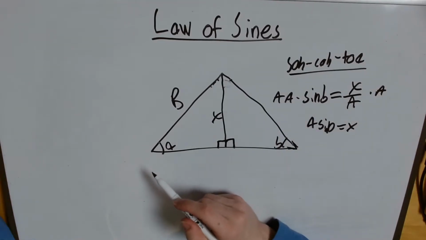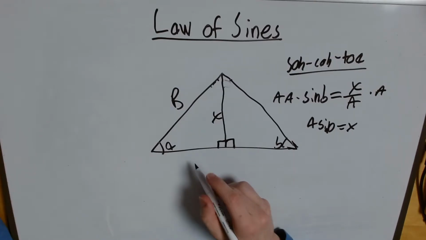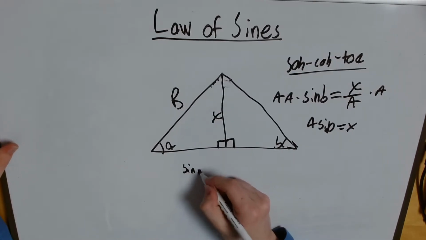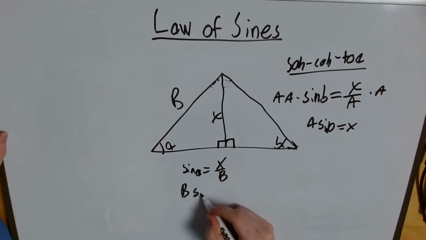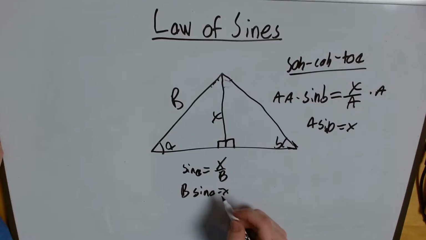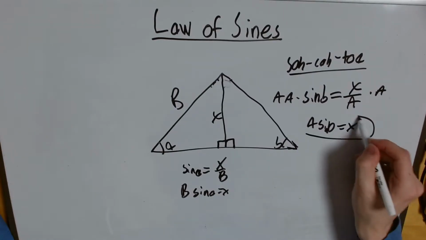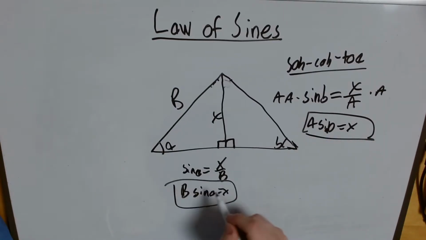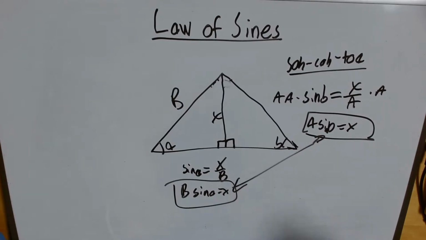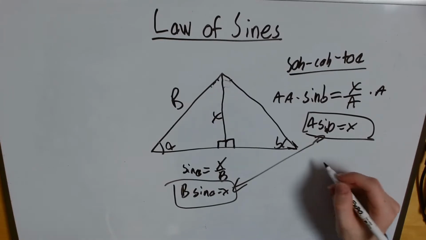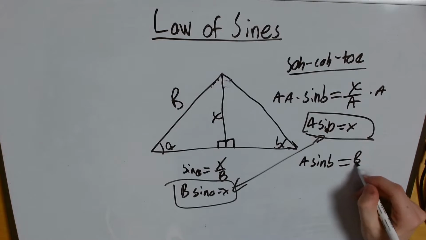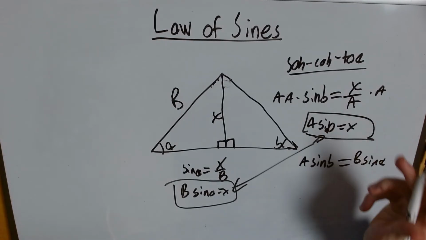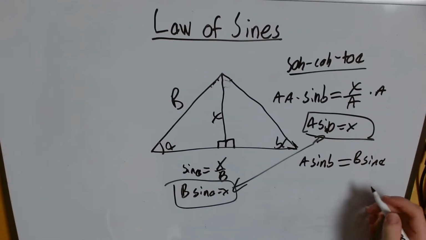And I can do the same thing on the other triangle, right? I can say the sine of A is equal to x over B, or B times the sine of A is equal to x. And here we notice something, right? These two are equal. They're both equal to x, which means that A times the sine of B has to be equal to B times the sine of A. Because, well, they're both equal to x, so they must be equal to each other.